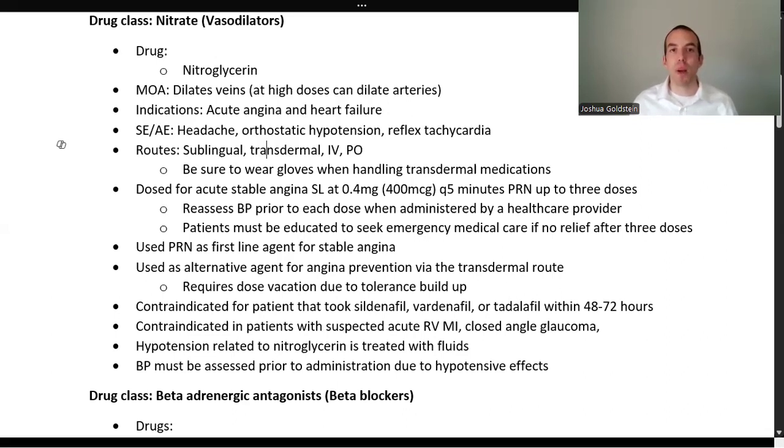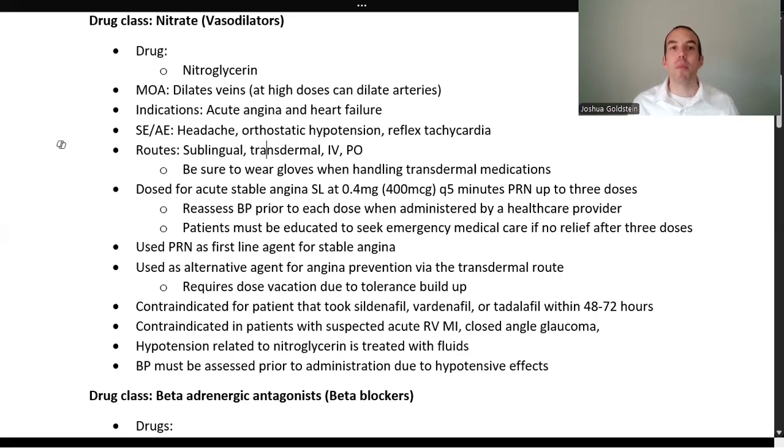The transdermal route is where we put it on a piece of, not a Band-Aid, but a specialized application material. We put the medication on there and we put it on the patient's chest or arm or back, something like that. And we give the medication transdermal. When we give it in that route, it can be either for acute angina or chronic angina, which we're going to talk about in a few minutes. But the transdermal route can be used for both. As opposed to the others, the sublingual, IV, and PO, those are all used for acute angina.